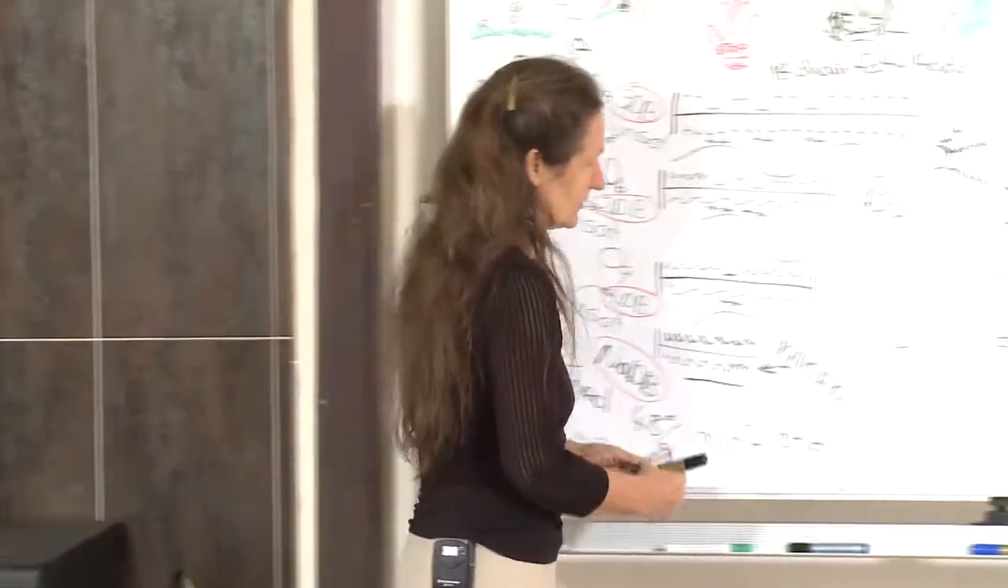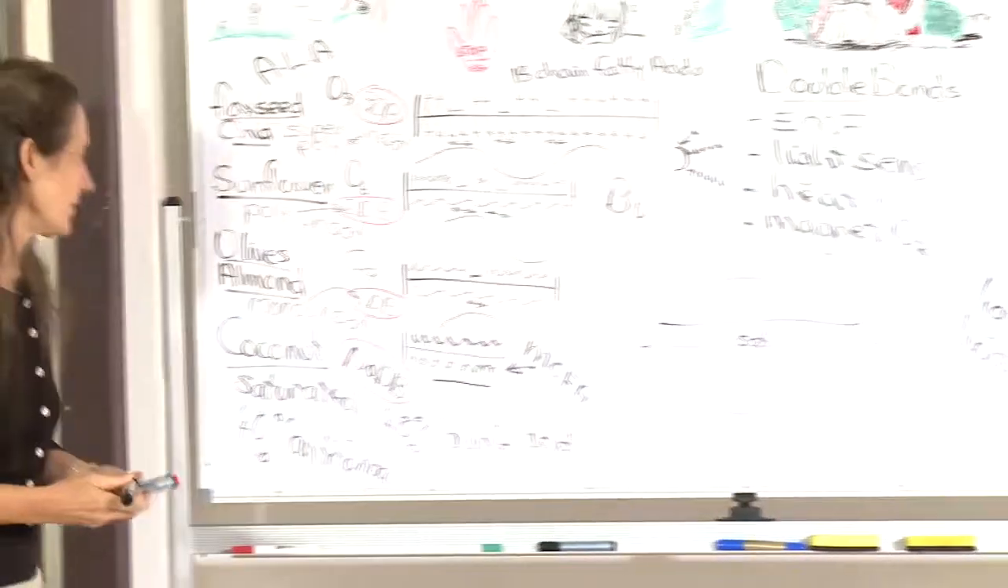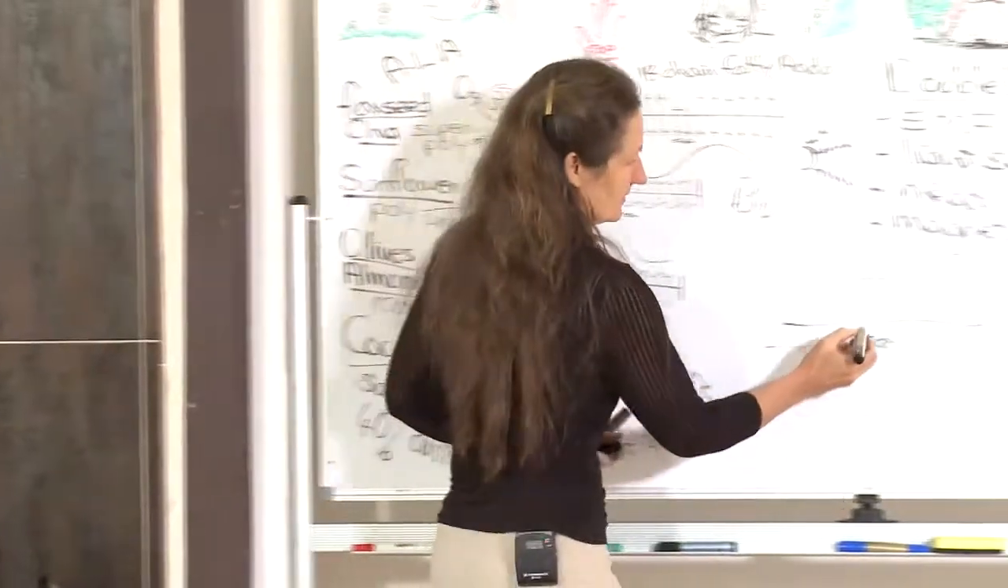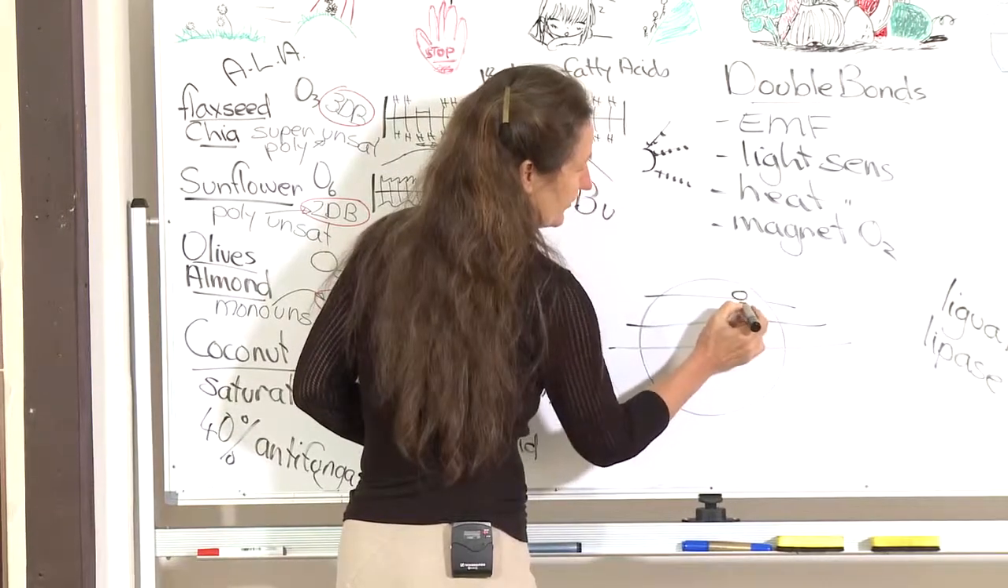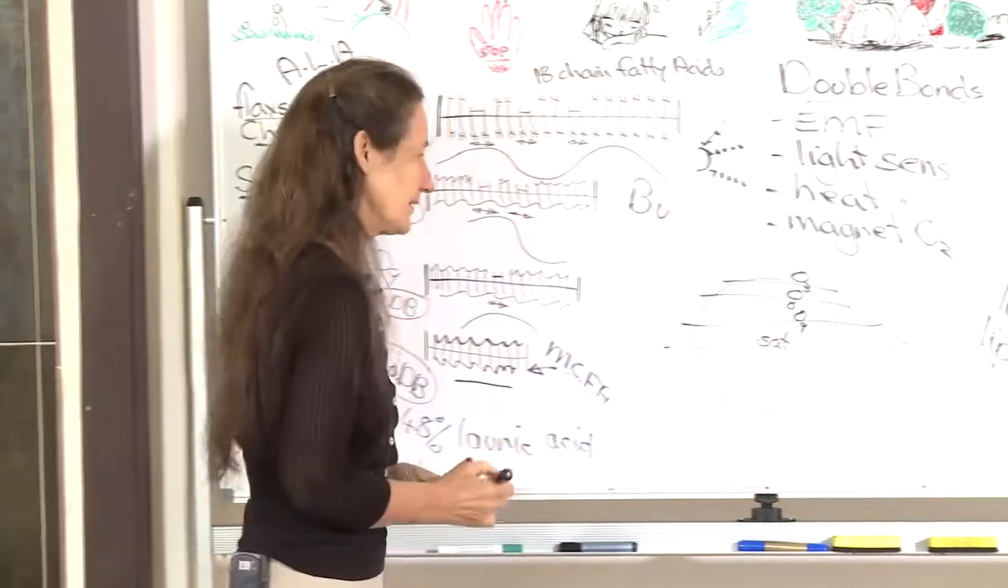Let's go up to the Mediterranean. What foods are grown in the Mediterranean? Olives and almonds. There's your omega-9. As you go up the planet, you'll find the foods grown further up are high in omega-6. Right up the top, they're very high in omega-3.